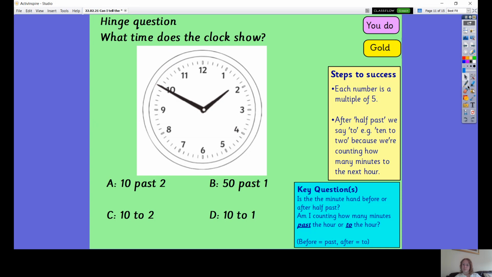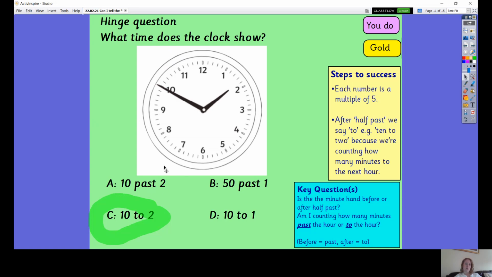Okay, so the answer was 10 to 2. So I will show you why. Because it's on the 2 side of the clock. Our hand's coming up the 2 side of the clock. And we can see if we start on 12 and count back, it's 5, 10 minutes to something, and it's 10 minutes to 2.